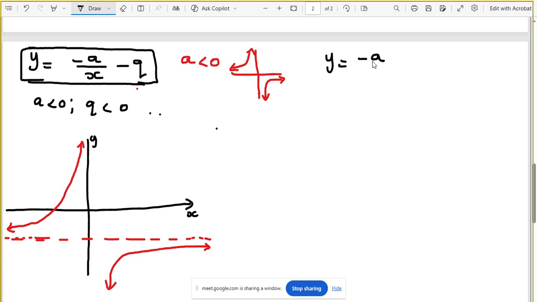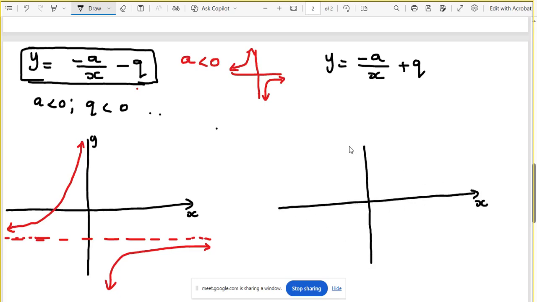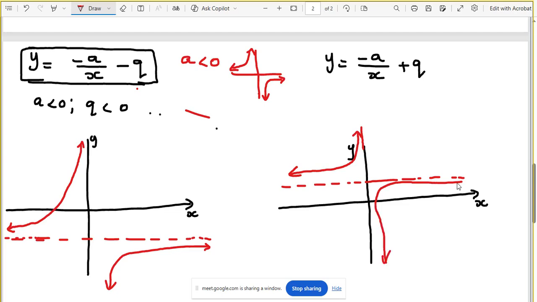Okay, so this will be y equals minus a over x, but this time the value of q is positive. So remember, since q is positive, the asymptote becomes above. It will be above the x-axis. That's the asymptote. Then your graph is still in quadrant 2, but it should not touch the dotted line, and also this line here, it must not touch. Then it will be in quadrant 4. Can you see that?